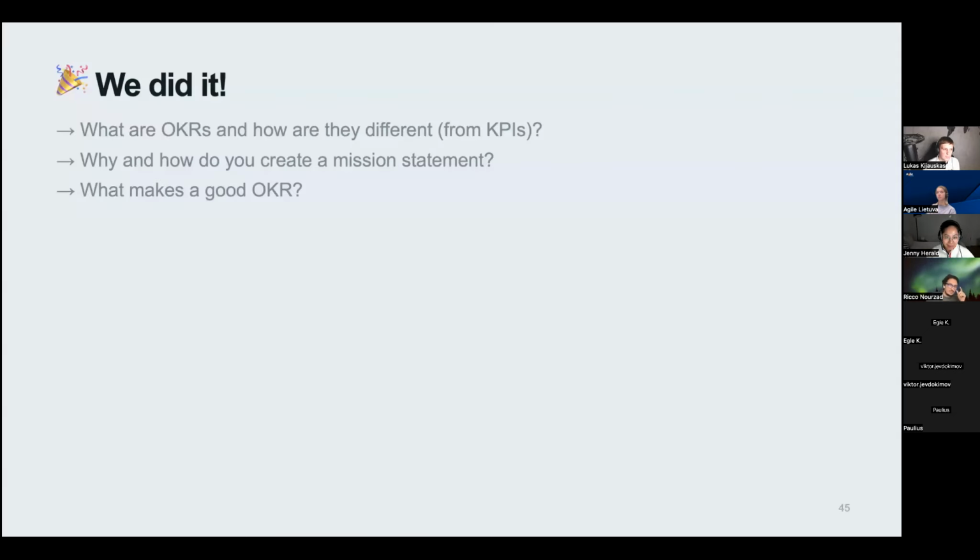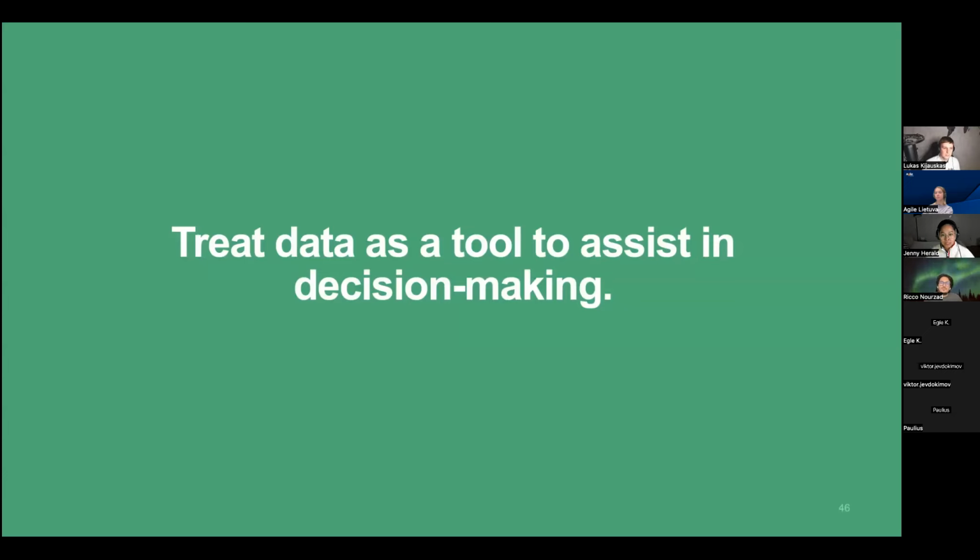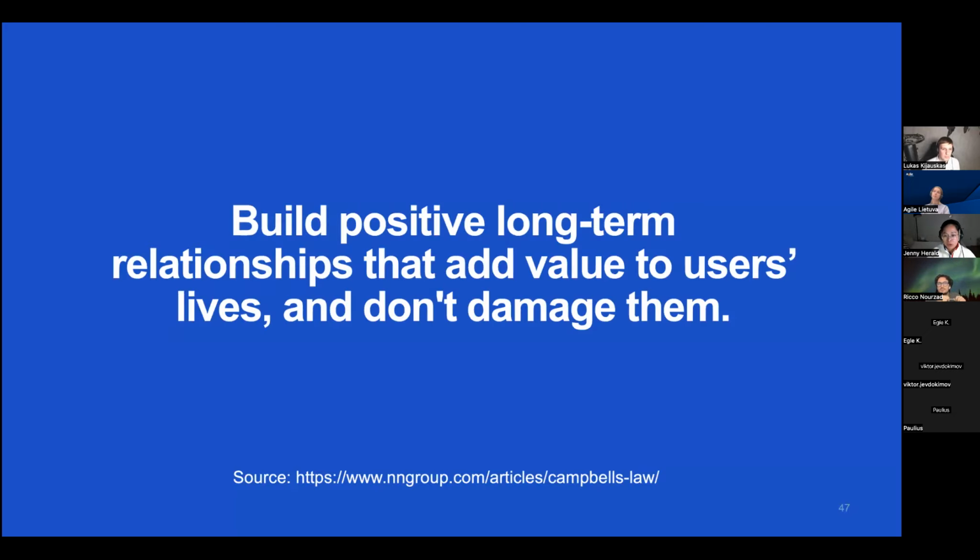And with that, we did it. We now understand how OKRs and KPIs work together. We understand that we should know why we exist, who we serve, and what we offer. And we understand, hopefully, what makes a good OKR and how we can prevent those anti-patterns from happening. And remember, we're using all of this to assist in the decisions that we're making. What should we do next, right? All of that so that we can build that long-term relationship with our user and not hurt them.